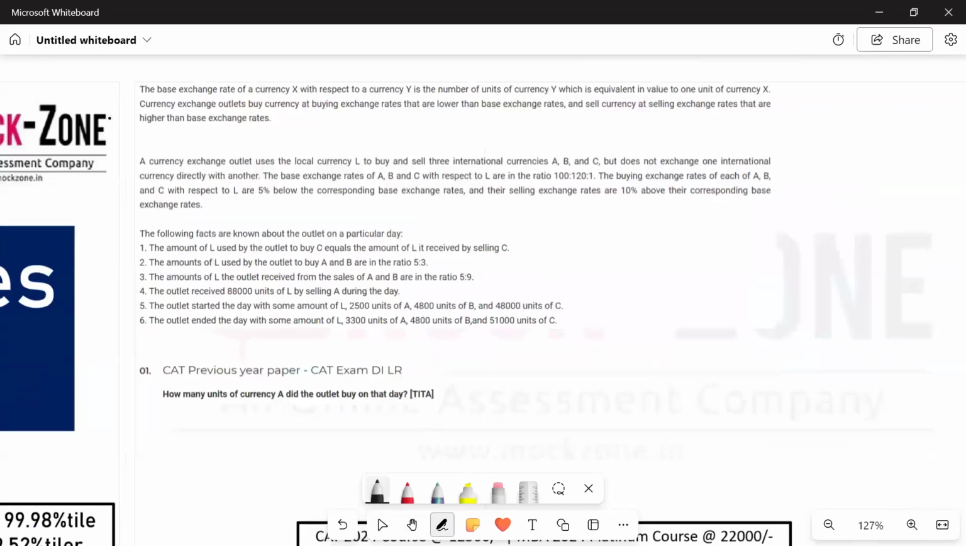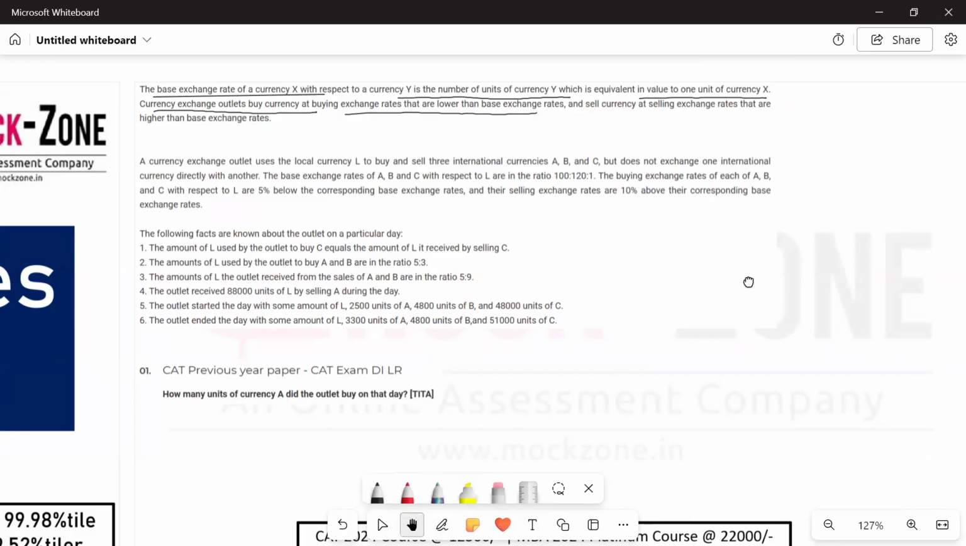So the question says, a base exchange rate of currency X with respect to currency Y is the number of units of currency Y which is equivalent to the value of 1 unit of currency X. The currency exchange outlet buys currency at exchange rates that are lower than the base exchange rate and sells the currency at selling exchange rates that are higher than the base exchange rate.